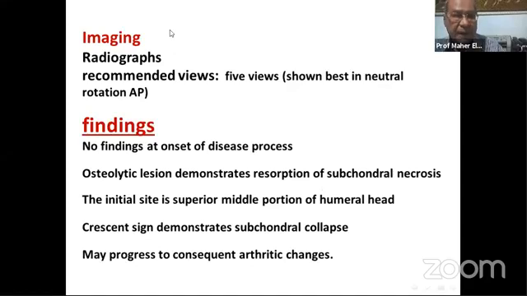Imaging. Radiographs. Recommended views, 5 views, as you know. It is shown best in the neutral rotation anteroposterior. Findings range from no finding at onset of the disease process on X-ray, to an osteolytic lesion demonstrating resorption of subchondral necrosis. The initial site is the superior middle portion of the humeral head. Crescent sign demonstrates subchondral collapse, and finally may progress to consequent arthritic changes.